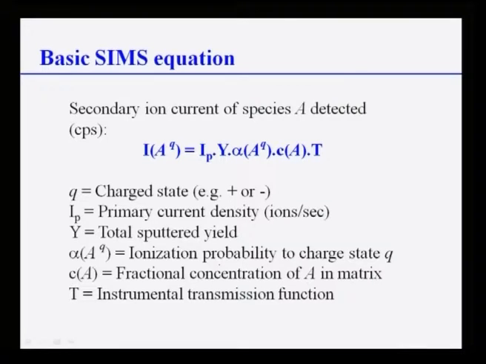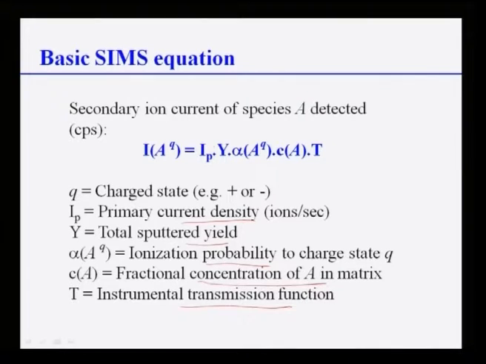As you see, it basically depends on primary current density and the total sputter yield of the primary current. Alpha is nothing but the ionization probability of the charge state. Ca is the fractional concentration of the element A in the matrix, and T is the instrumental transmission function. The transmission function is what I showed you in the slides before.